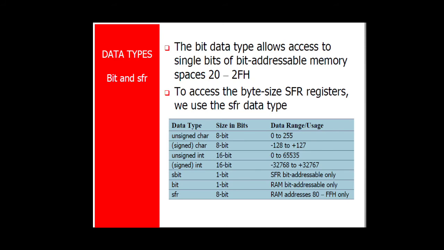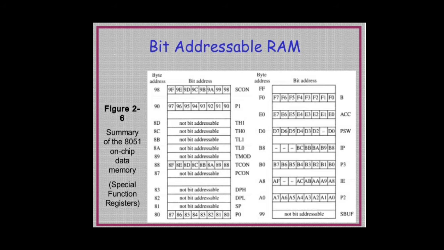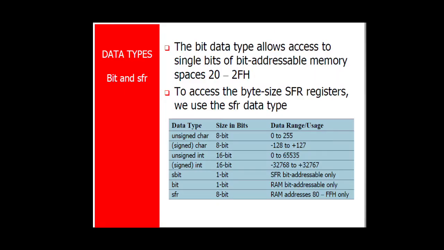Next data type is the bit data type. It allows access to single bits of bit addressable memory spaces from 20 to 2FH. So we know bit addressable RAM here. From 20 to 2FH, all the bit addressable memory spaces can be accessed using the bit data type. To access the byte-sized SFR registers, we have to use the sfr data type.